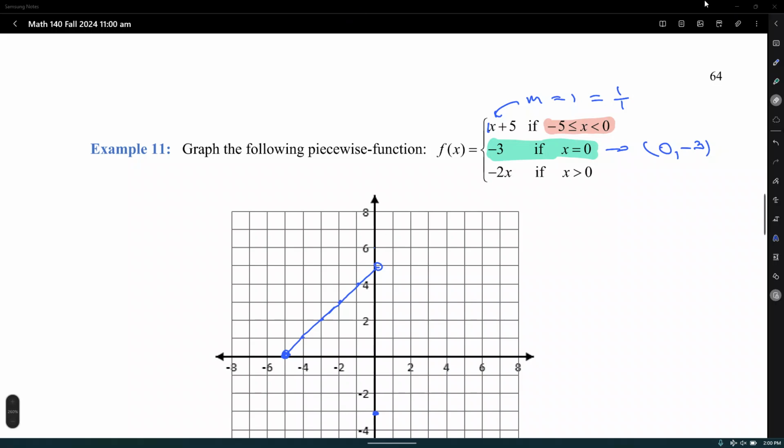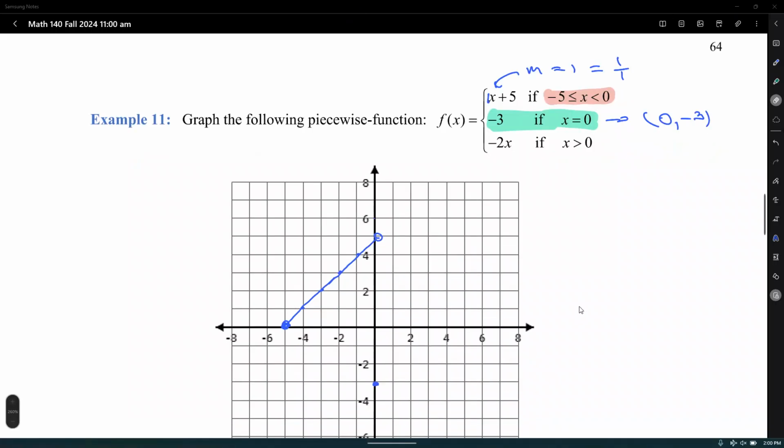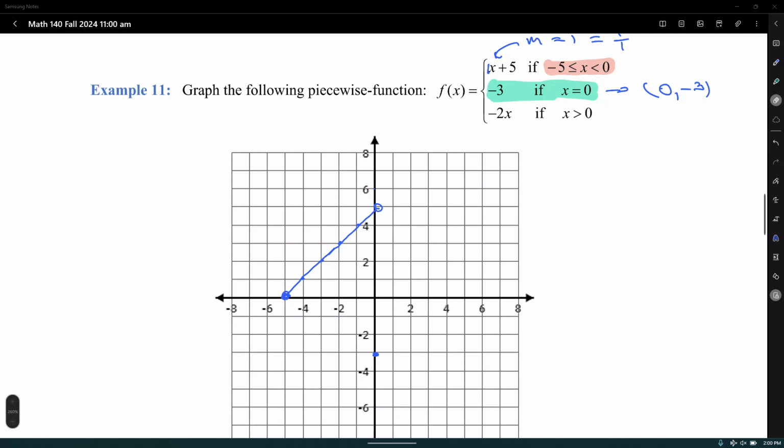All right, so now that we plotted this other function, negative 3 for x equals 0, which is only one single point, let's plot negative 2x. That is y equals negative 2x. Negative 2x plus 0, if you will, just to write it in the y equals mx plus b form. The y-intercept is at 0, and we're going to go from there. The slope in this case is negative 2, which is negative 2 over 1.